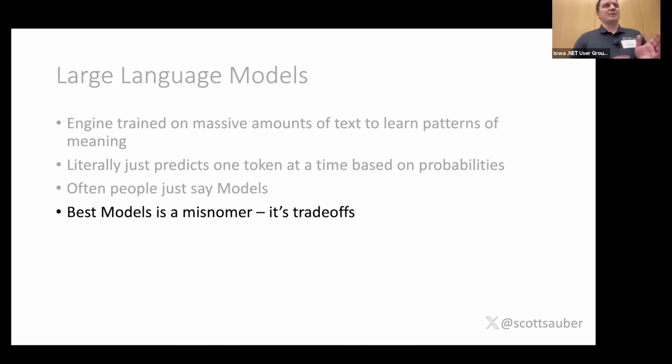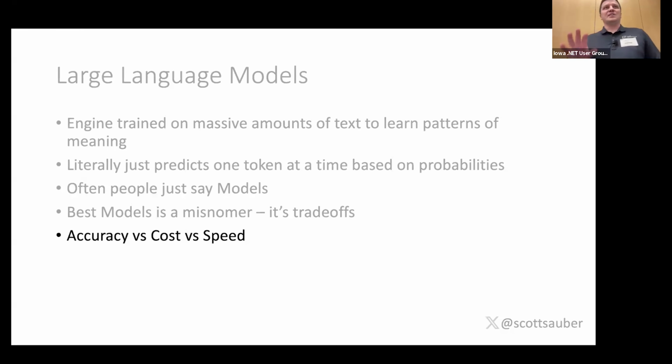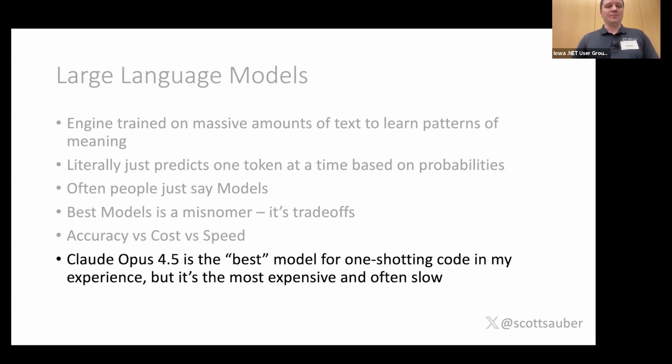But people ask me all the time, hey, what are the best models out there? And that's kind of a misnomer, because at the end of the day, the best model is just about trade-offs. You have three things: how accurate do you want the model to be? How much are you willing to pay? And how fast do you want it to respond? Those are the three levers when you're picking an AI model. And so you have trade-offs with a lot of these different AI models.